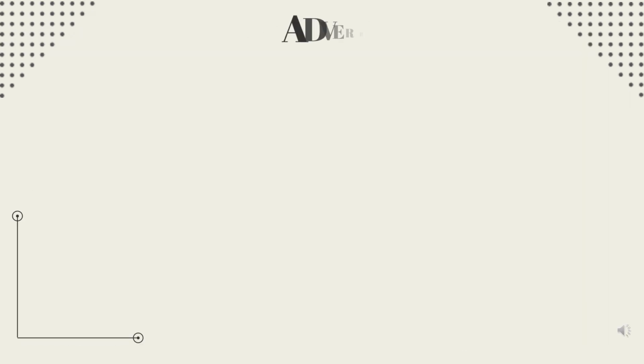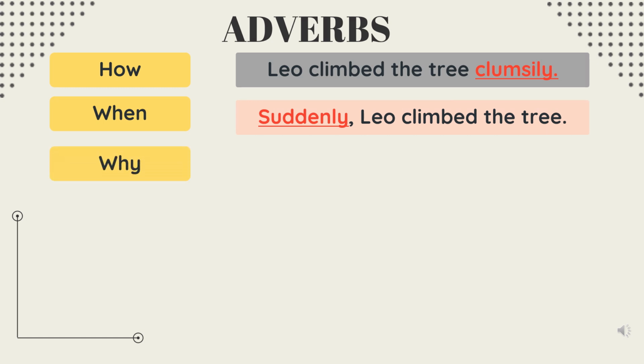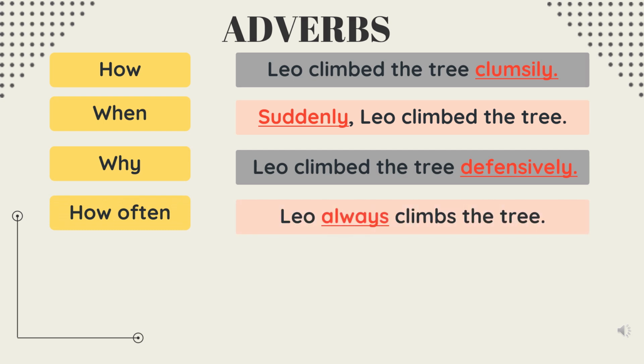Let's explore adverbs with our base sentence: Leo climbed the tree. The main action, the verb, is climbed. Now, let's see how adverbs define this action. First, how did Leo climb? He did it clumsily. Leo climbed the tree clumsily. This adverb describes his manner. Next, when did he climb? It happened suddenly. Leo suddenly climbed the tree. This tells us the time. Now, why did he climb? He did it defensively. Leo climbed the tree defensively.